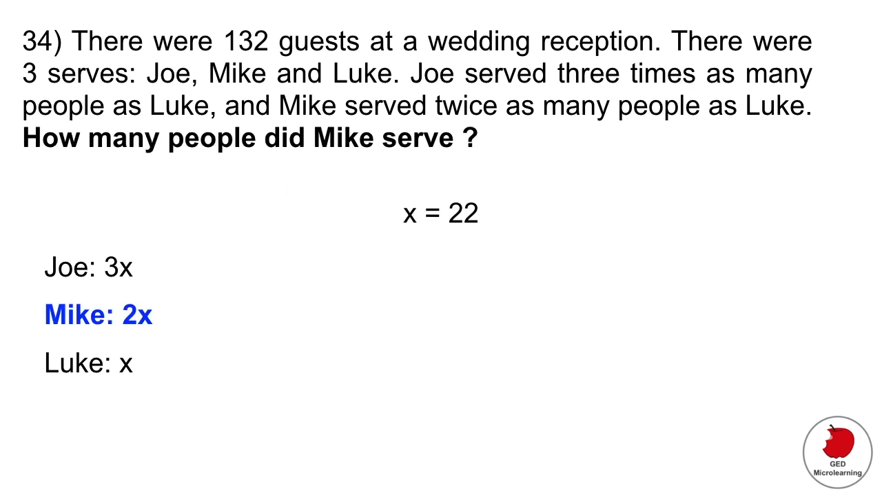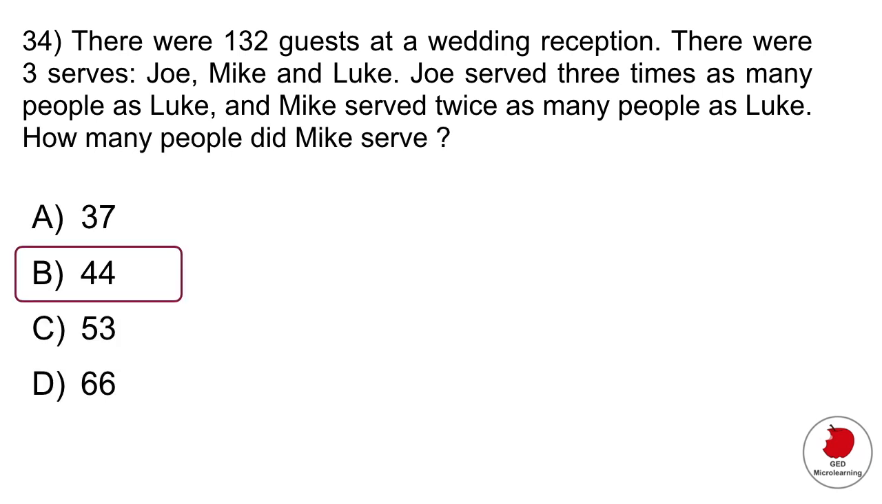But notice that the question asks you how many people did Mike serve. Mike served 2x. It tells us in the question. He served twice as many people as Luke. So all you have to do is plug that number into the equation. So you would have 2 multiplied by 22 is equal to 44 people. Okay? Answer B.